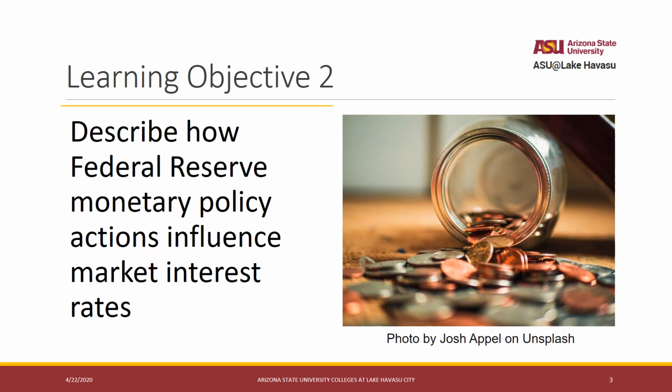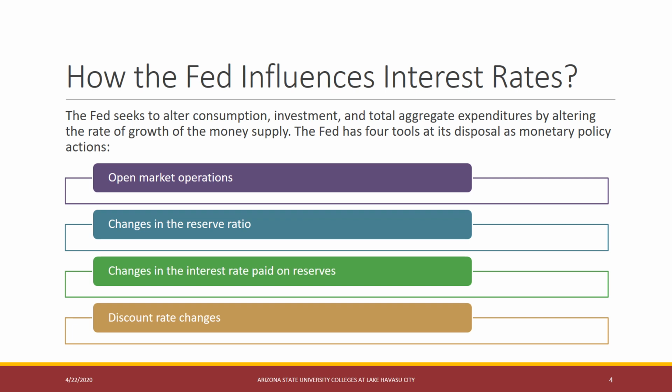Our second learning objective is to describe how the Federal Reserve monetary policy actions influence the market interest rates. Now, my focus will be to explain how the Fed influences the interest rates. The Fed seeks to alter consumption, investment, and total aggregate expenditure by altering the rate of growth of the money supply.